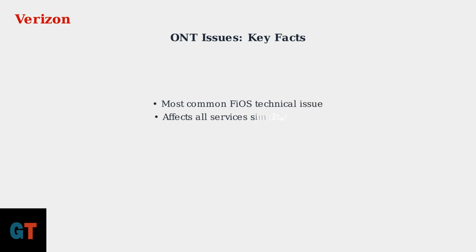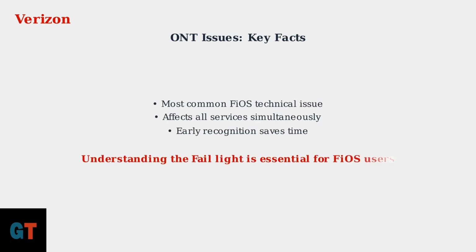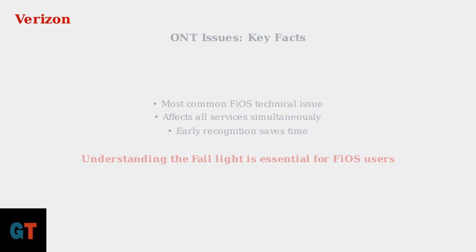As of 2024 and 2025, ONT-related issues remain one of the most common technical problems reported by Fios customers. Understanding what the fail light means is the first step in getting your services restored quickly.